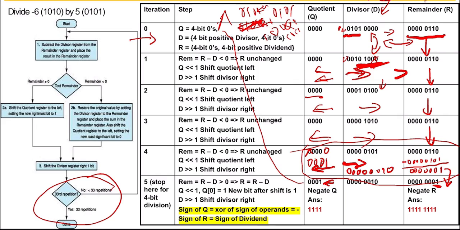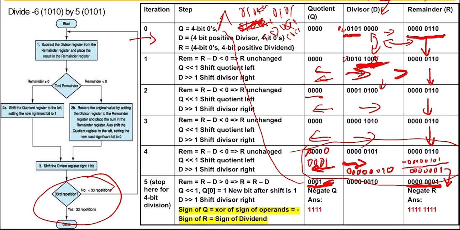So now that we have this answer, this is the answer we're looking for, but we are not quite done. Just like multiplication, we need to figure out what the signs should be. The sign of the quotient is always the XOR of the operands. So if they are the same, they're both positive, the quotient should be positive. If they are both negative, the quotient should be positive. But if one is positive and the other is negative, the quotient should be negative, right?